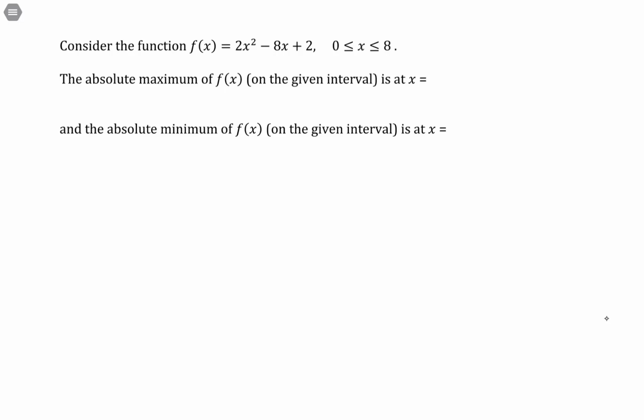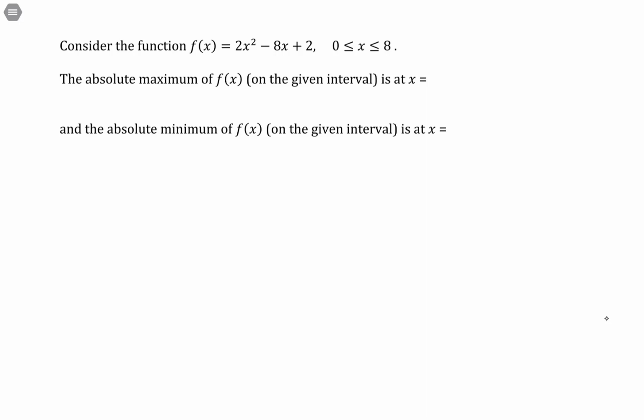Consider the function f of x equals 2x squared minus 8x plus 2 on the closed interval from 0 to 8. The absolute maximum of f of x is at x equals what? And the absolute minimum is where?